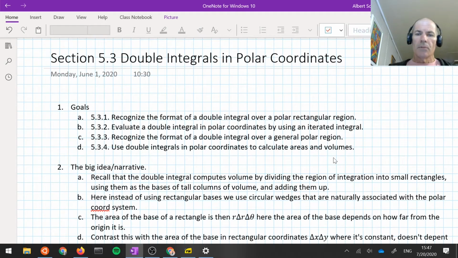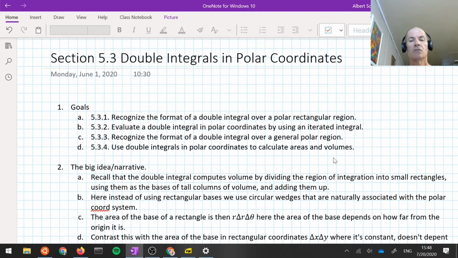Okay, double integrals in polar coordinates. There are a lot of circumstances in applications where your particular application might have some circular symmetry. And in that case, it's often best to abandon rectangular coordinates and to re-express the integral in terms of polar coordinates.